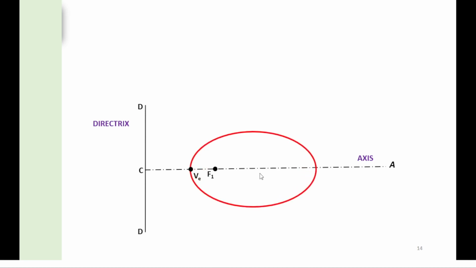While drawing these curves, there is one method which is known as the focus directrix method. We will see that this vertical line is a directrix, a line DD, and this chain thin line, drawn from this point C exactly perpendicular to this directrix, is nothing but an axis. Now just imagine this is F1, which is nothing but a focus, a fixed point. This red colored curve is an ellipse.